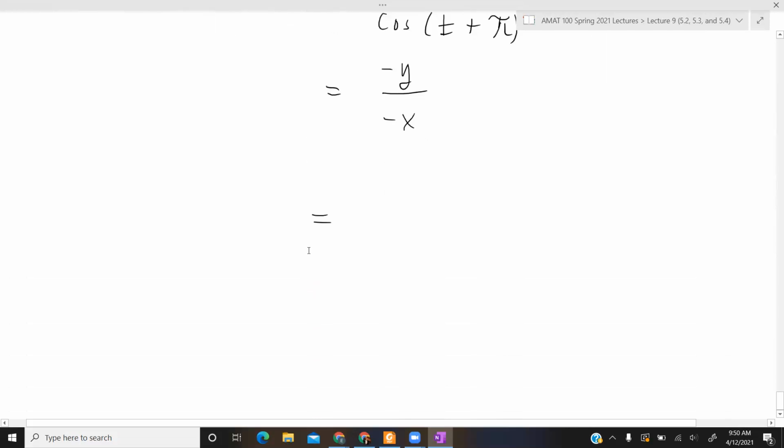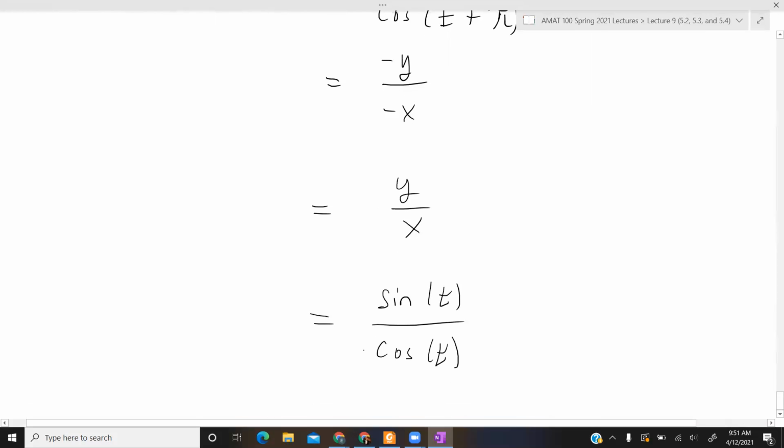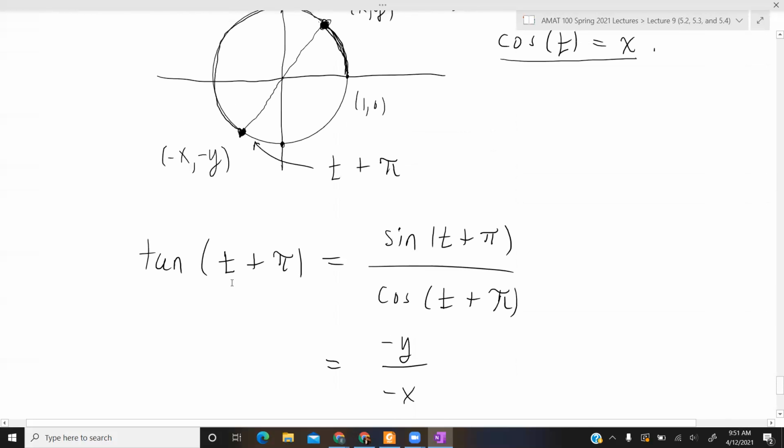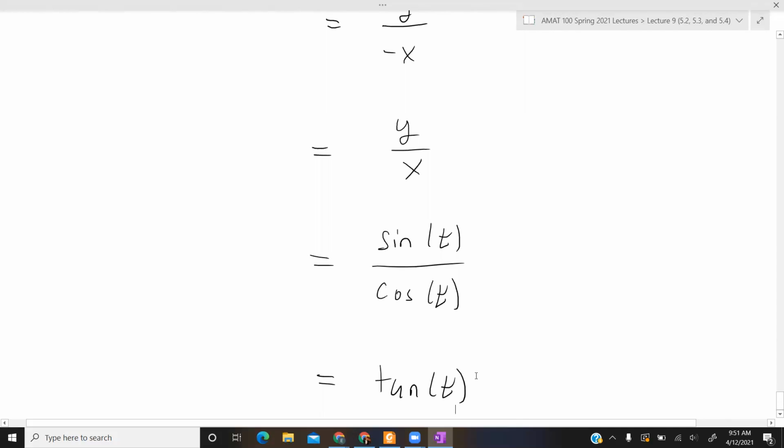But if they're both negative, those negatives cancel out. We'll just get y over x. But by definition, y is equal to sine of t, and x is equal to cosine of t. And finally, by definition, sine of t over cosine of t is tangent of t. So what we've shown is that tan of t plus pi is equal to tan of t.